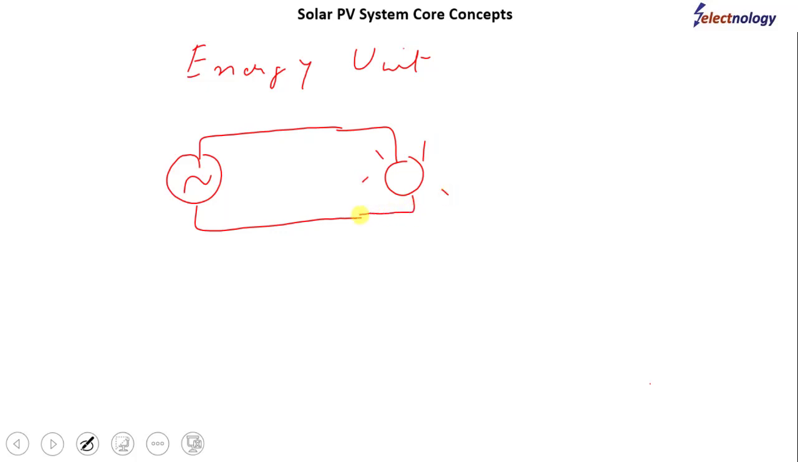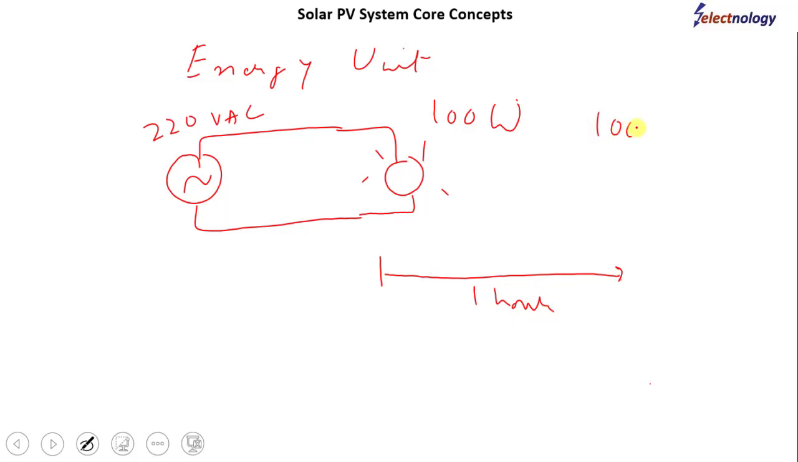It's connected to your outlet socket and it is 220 or 120 AC, and the bulb is 100 watt. Now if this bulb is switched on for 1 hour, then you multiply 100 with 1 hour, and that is 100 watt hours. So the energy consumed, or the energy unit consumed, is 100 watt hours.